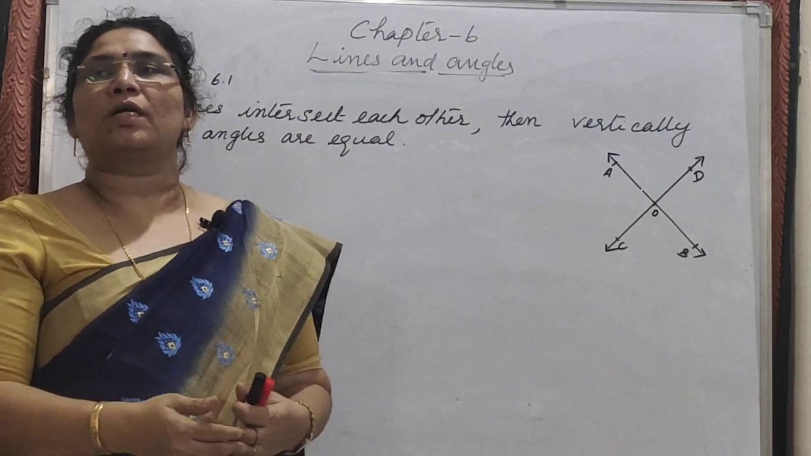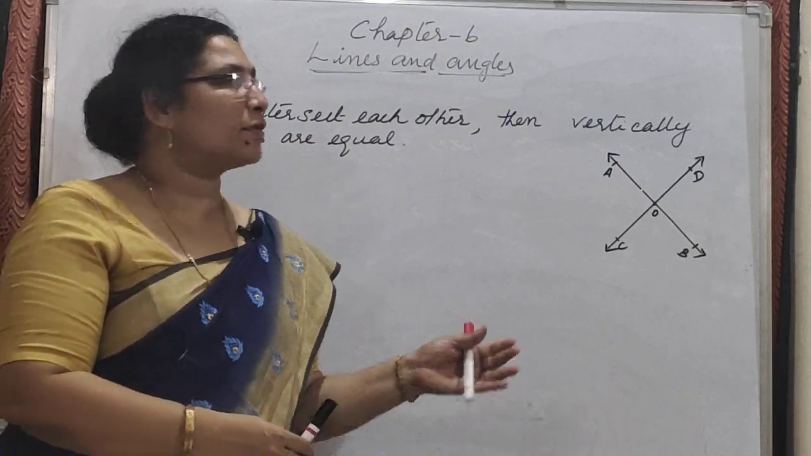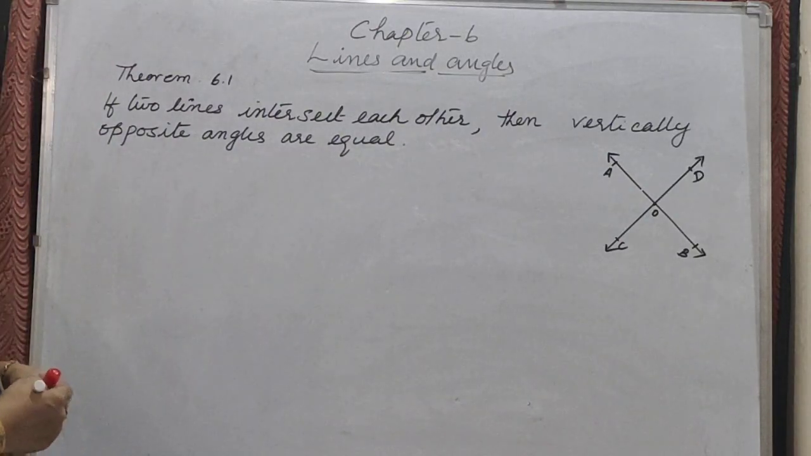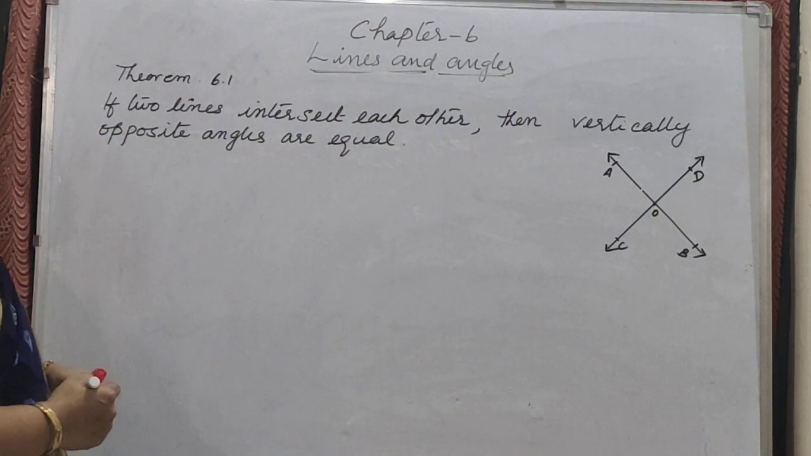Children, today we are going to continue the same chapter, lines and angles. The first theorem we are going to study today, theorem 1: If two lines intersect each other, then vertically opposite angles are equal.